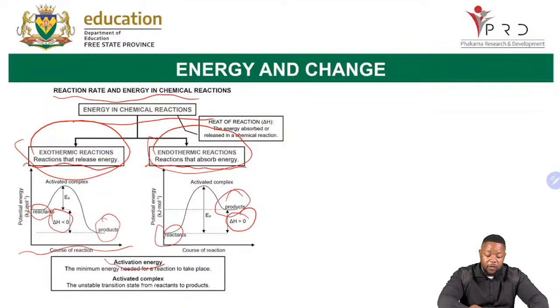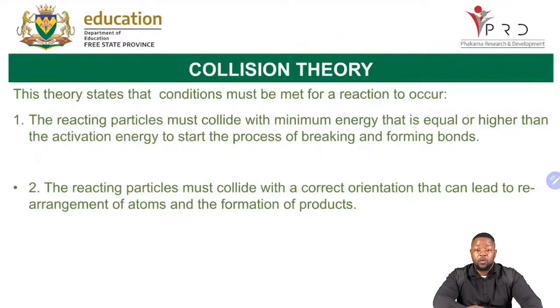It is also very important to note the activation energy as the minimum energy needed for a reaction to take place, and the activated complex here as the unstable transition state where reactants turn into products. This is grade 11's work, and it needs to be revised as we go into the rates of reactions.